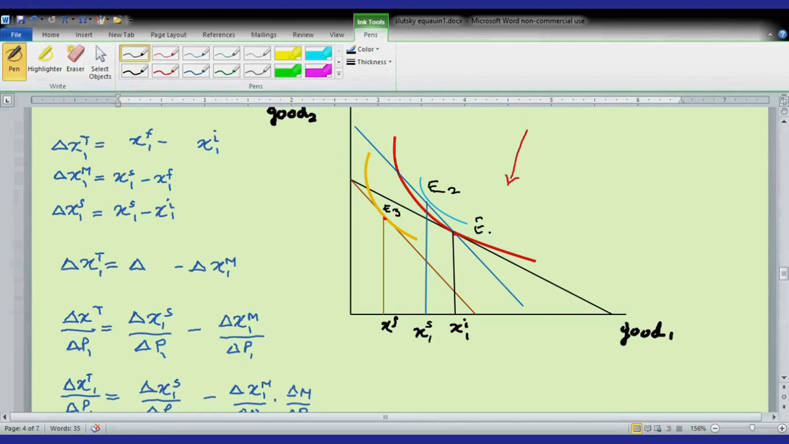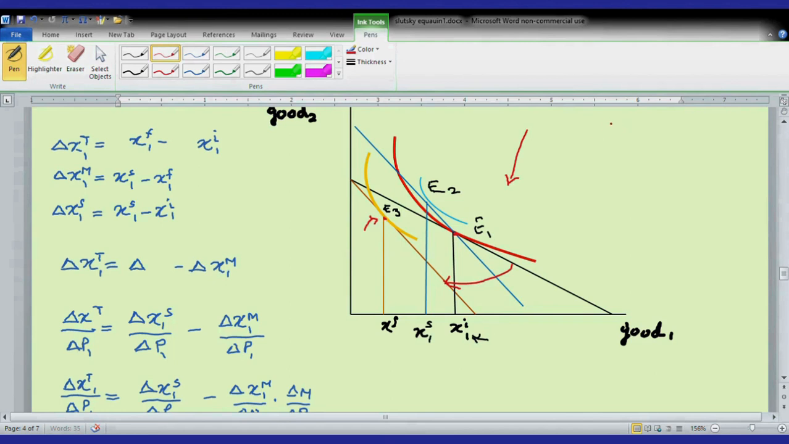So starting with point E1, which is this one, the initial budget constraint, the black one, is tangent to the indifference curve at point E1, with respect to which the initial quantity of consumption is equal to x1i. When the price changes, the budget constraint moves inward with the same vertical intercept and the horizontal intercept going down, and you see that the final or new equilibrium occurs at point E3.